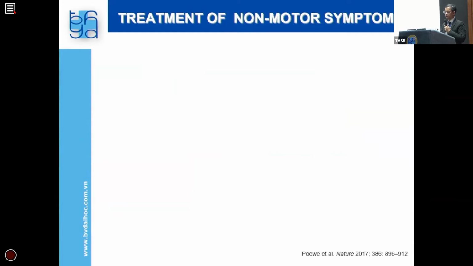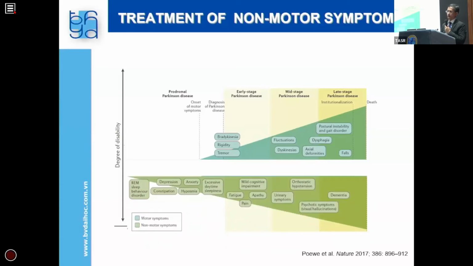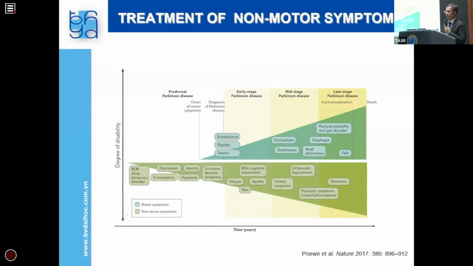How about the non-motor symptoms? Non-motor symptoms are also very important, and across the whole timeline of progression, you can see many non-motor symptoms.